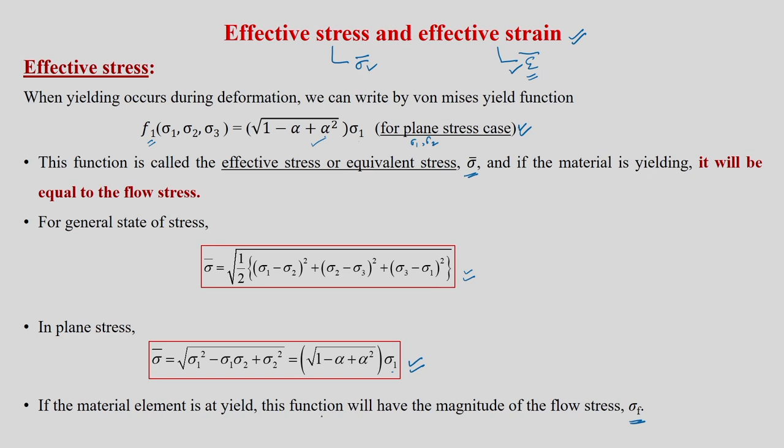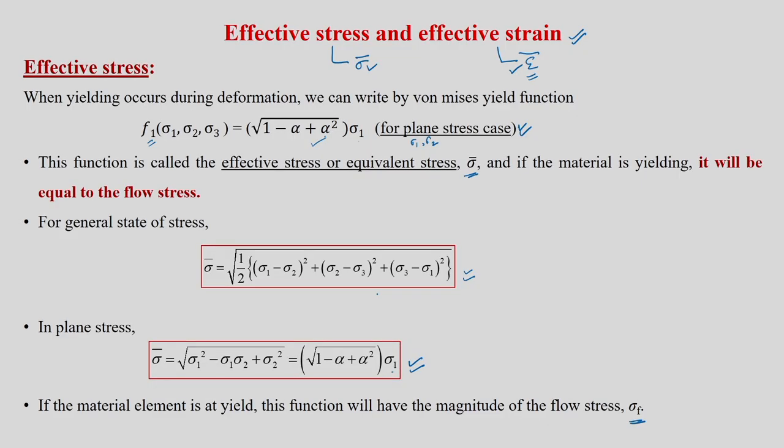If somebody asks what is sigma bar, the effective stress derived from the von Mises equation for von Mises materials, then you can tell any one of these. In the general state of stress, but in the principal coordinate system, this is the expression. In plane stress, this is the expression. We can directly write these two. Sigma bar is equal to this. That means if you know alpha and sigma 1, or if you know sigma 1, sigma 2 and sigma 3, then you can simply substitute here and you will get the effective stress. When the magnitude of this effective stress is equal to the flow stress or yield strength of the material, you can say the material is going to yield.